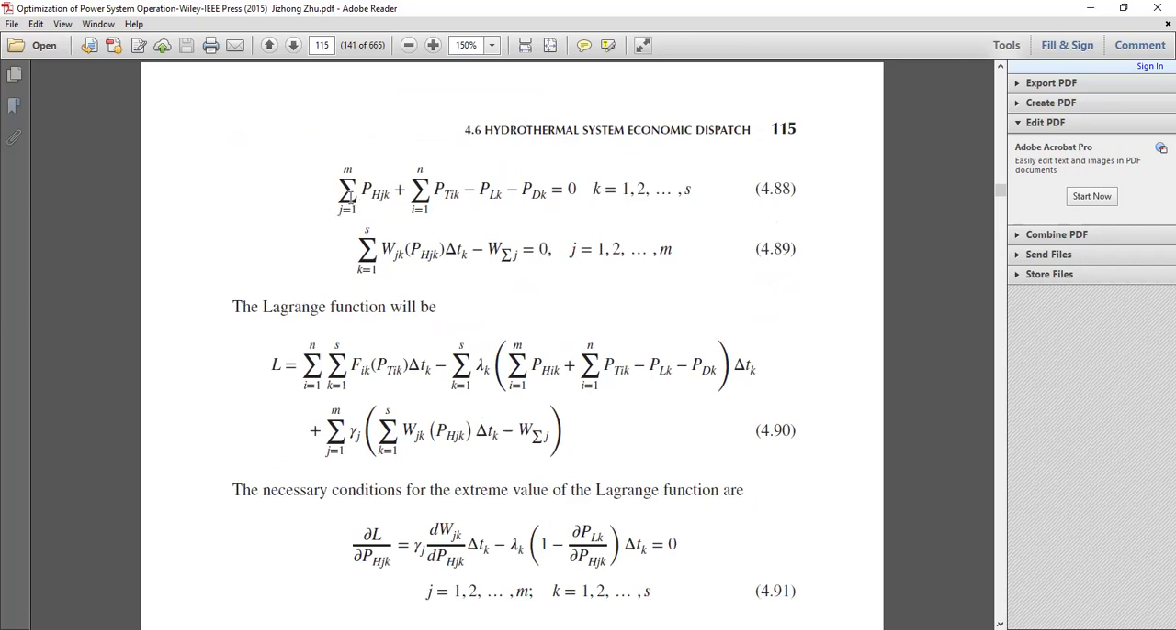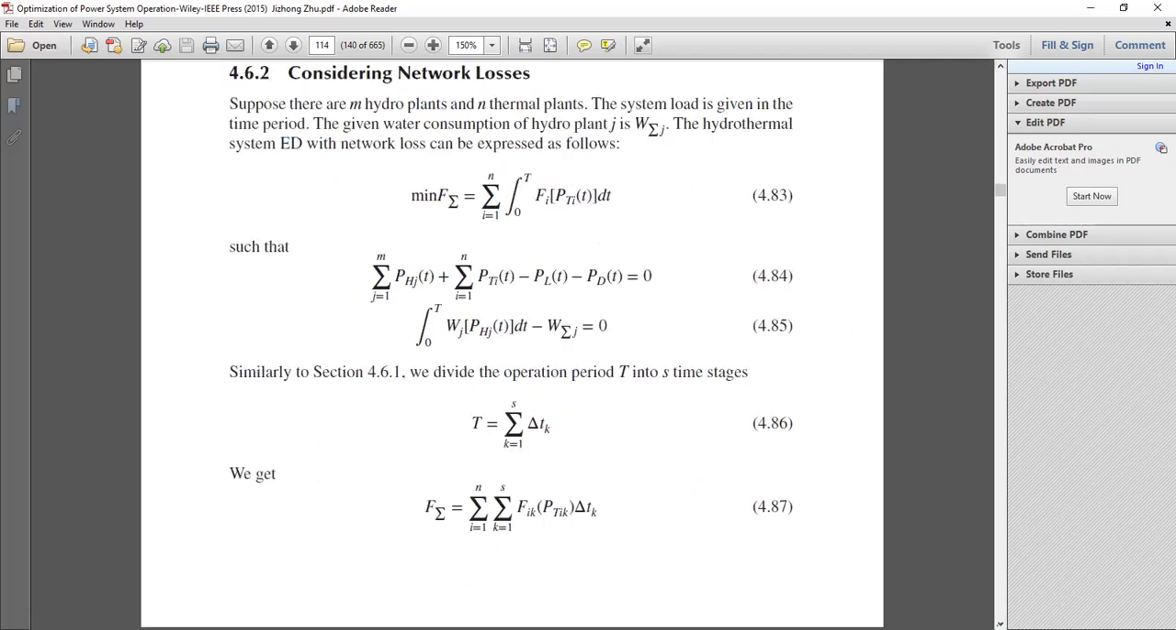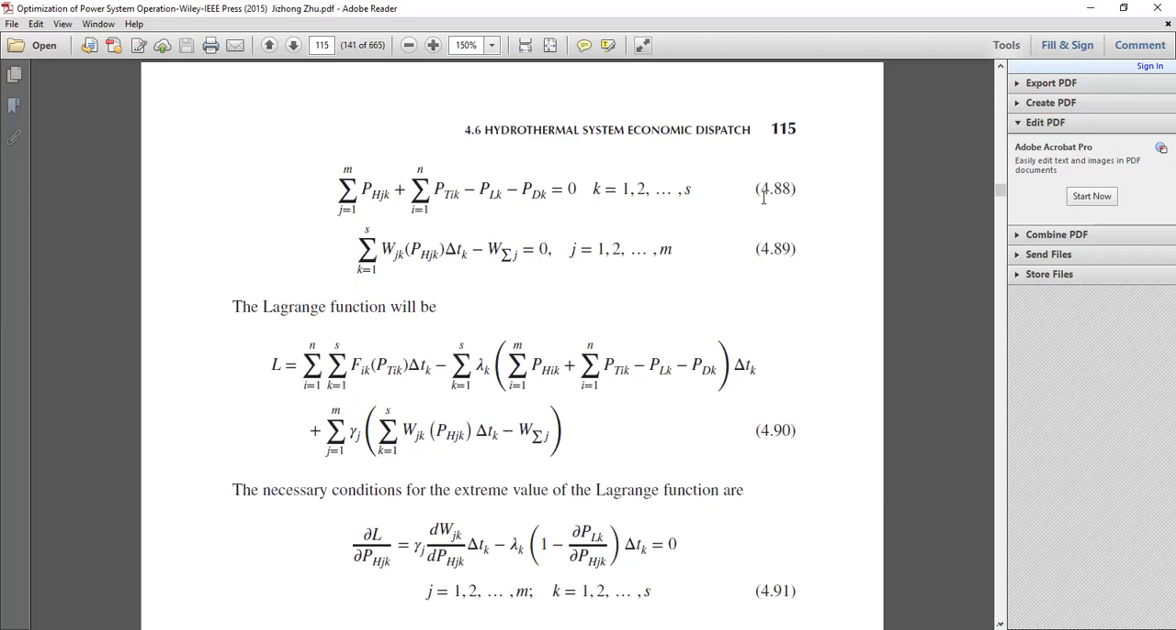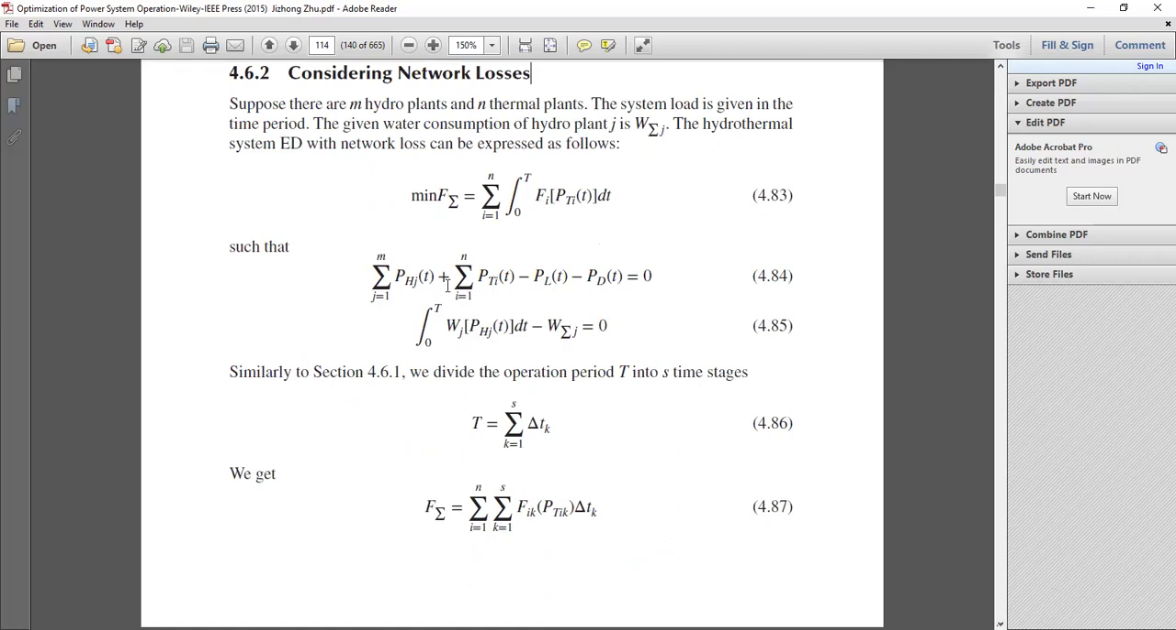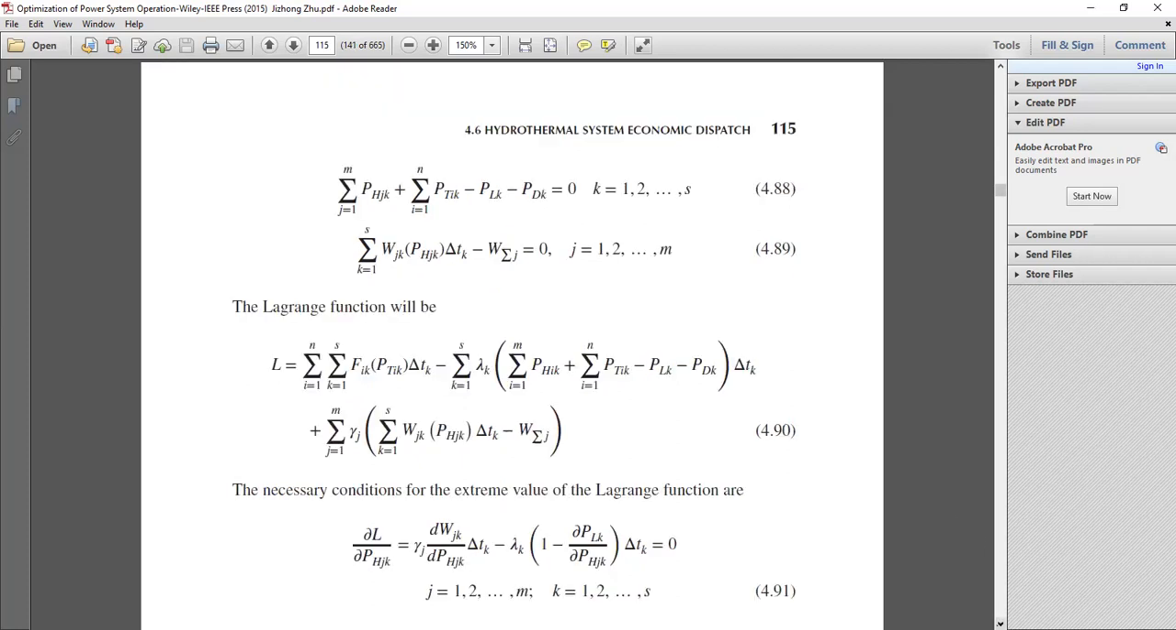Then the equality constraints, again, we don't have actually any integral here in 4.84. So basically 4.84 is exactly the same as 4.88. A little different because this function of t is actually replaced by the kth instance, everywhere throughout this expression. And k is from 1 up to S.